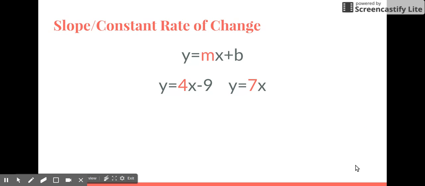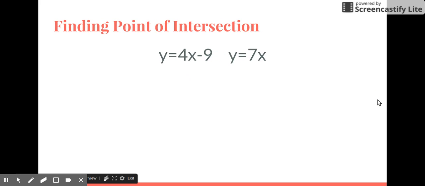So the slope, or the constant rate of change: when an equation is in the form of y equals mx plus b, this m value is our slope, our constant rate of change. It is what the graph is going up or down by each time the x value changes. So for this one, the slope would be 4, because we've got 4 times x. It is the coefficient of x. Here we've got y equals 7x. Well, 7 is our slope because it's what's being multiplied by x.